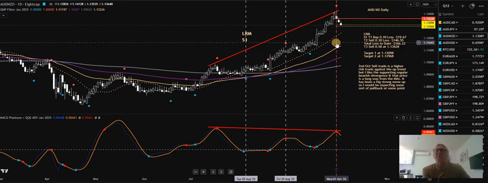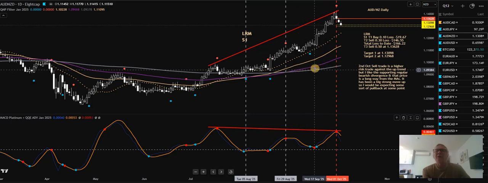Last trade was this sell. It's a high risk trade. The trend's up. You can read all about it there. So you can see the moving averages. That's the 50 EMA, 100 EMA, and 240 linear weighted moving average. So they're just three moving averages to give you an idea of the trend.